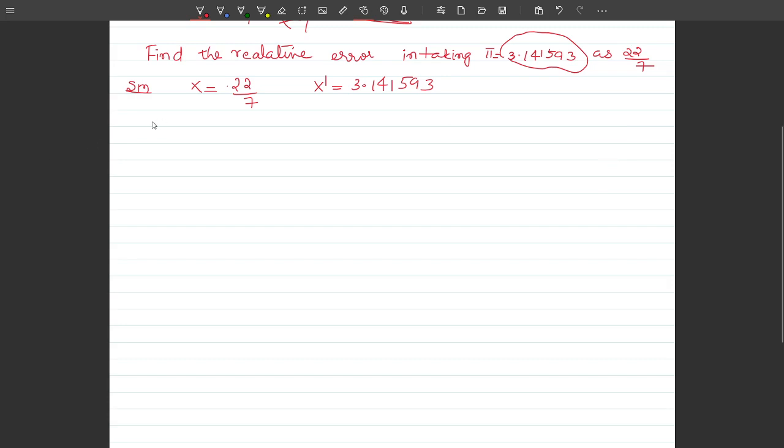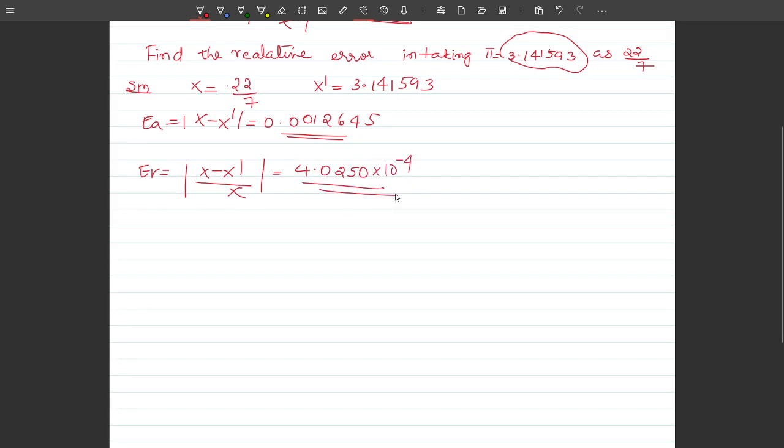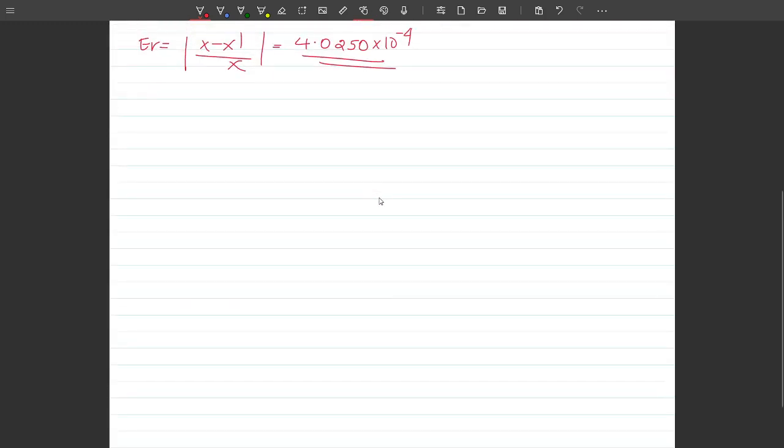Let us calculate first the absolute error. EA is equal to mod x minus x dash. Substitute x and x dash and calculate using the calculator. You get 0.00012645. Then we have to calculate the relative error ER, whose formula is mod x minus x dash divided by x. You just divide by your actual number. You get 4.0250 into 10 to the power minus 4. Please verify this answer and do the step by step calculation in your book. You have to show the substitution and calculation.